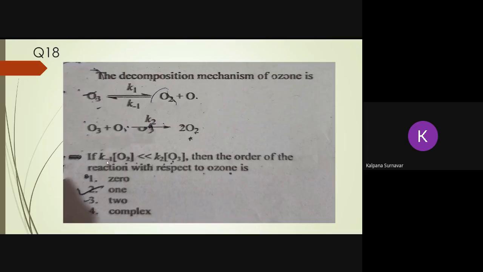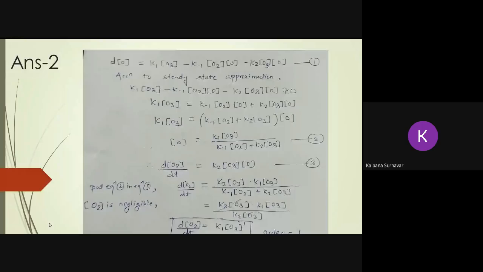Now suppose K−1 into the concentration of O2 is very much less than K2 into the concentration of O3. This means the ozone concentration is much higher than the concentration of the O2 which is formed. Then what is the order of the reaction with respect to ozone? By just looking at the equation, we cannot say whether it is first order or second order, so just follow the process here.